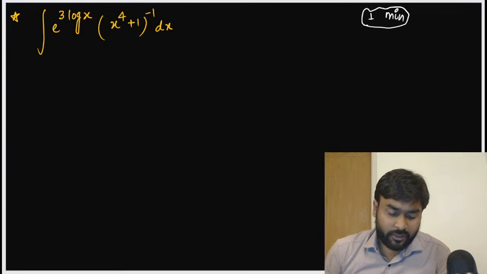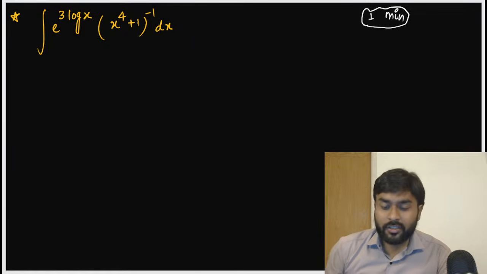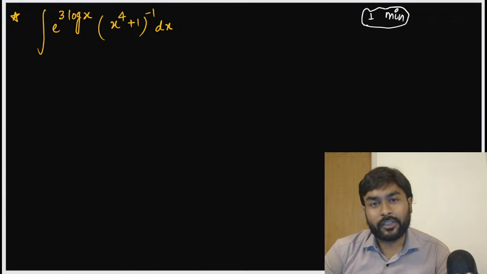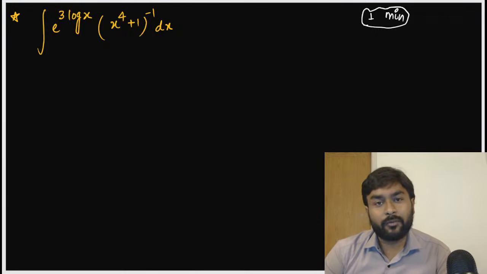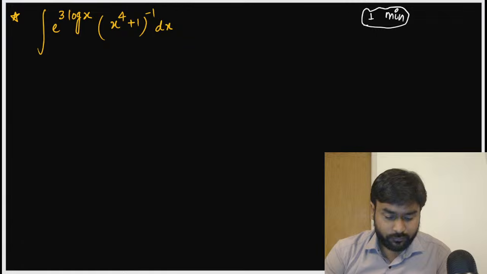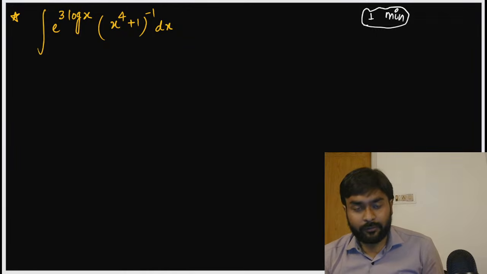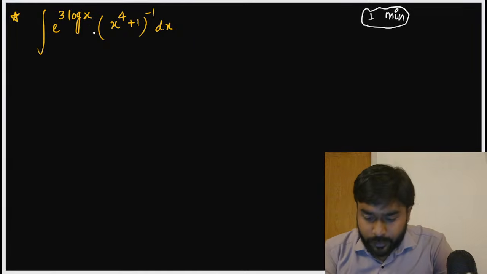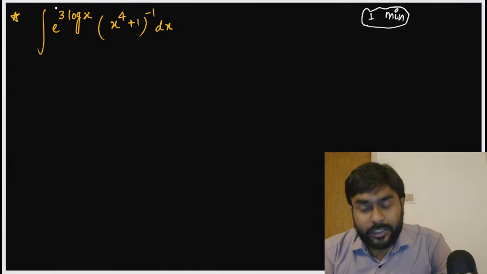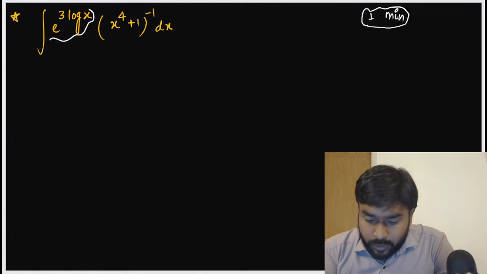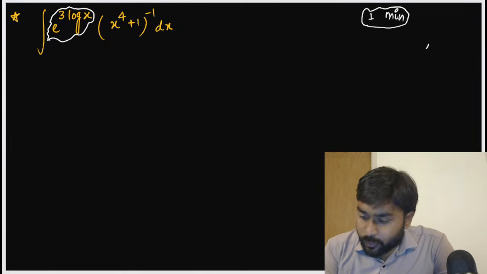Okay, someone is saying 3 log x equal to t. 3 log x equal to t will not work here. Something we have to think. Okay, how we will think, for that I will give you a hint. So first we will tackle this one first. For that we should know one formula. Which formula, sir? This formula.